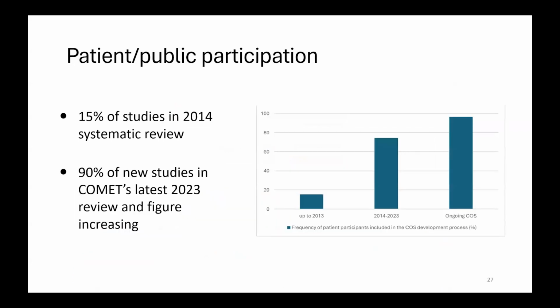So if we look at what has happened with patient and public participation over time, when we did the first review of core outcome sets, it was just 15% of studies that had included patients within the process. And we followed up with a couple of these groups to ask why they hadn't included patients. And clinicians would say, well, we already knew what the patients were thinking, so we knew what outcomes were important to them. Thankfully, we've moved on. In the latest review, 90% of studies included patients, and from the ongoing ones, it's almost all of them.